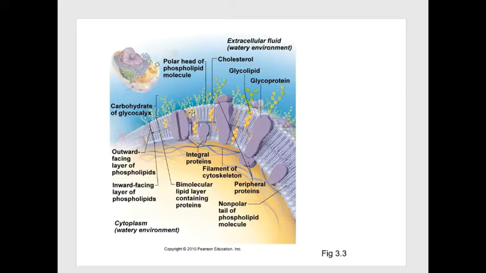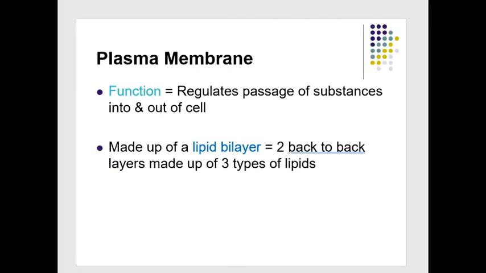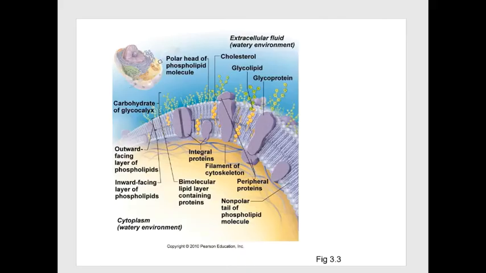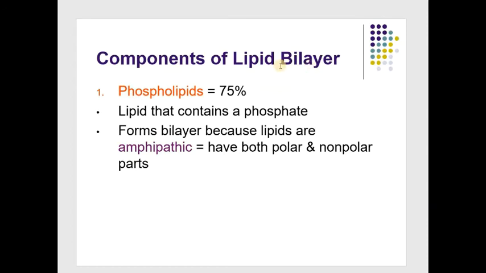Here's just another great way to look at the plasma membrane. So the plasma membrane of the cell is very complex, and it is comprised of lots of different proteins that make up and help the cell function. Okay, so the function of the plasma membrane is to regulate passages of substances in and out of the cell and to divide the inside from the outside. Okay, we talked about how it's made up of this lipid bilayer of the two back-to-back phospholipid heads. Here's that image again. Okay, components of the phospholipid bilayer.